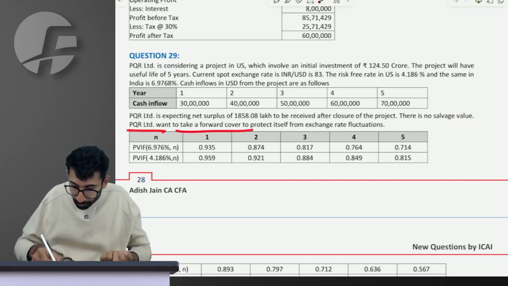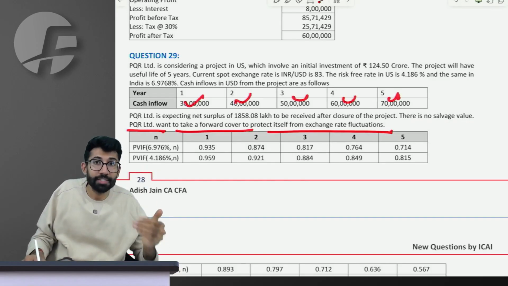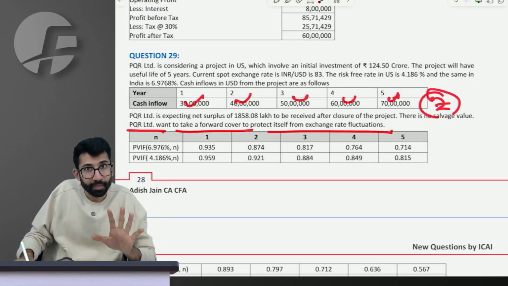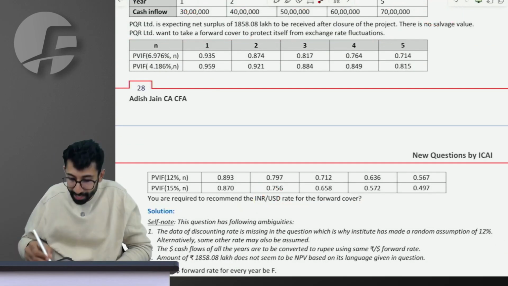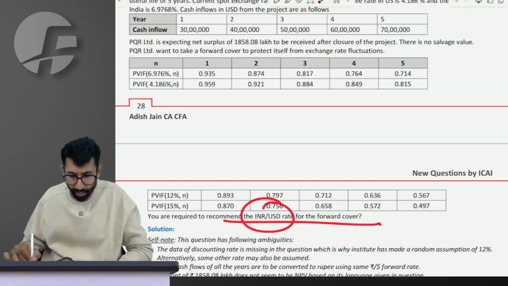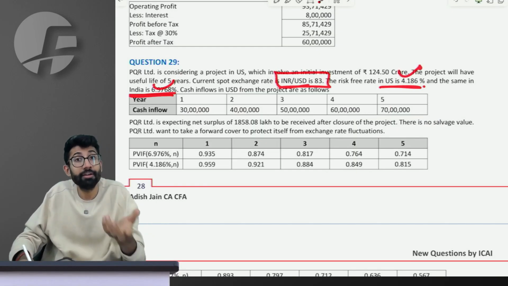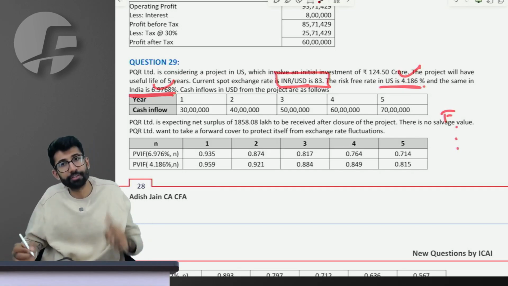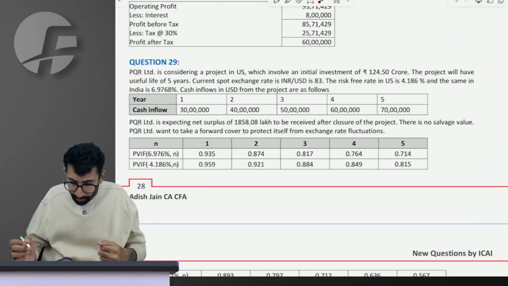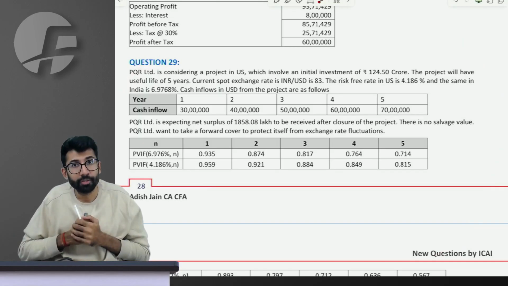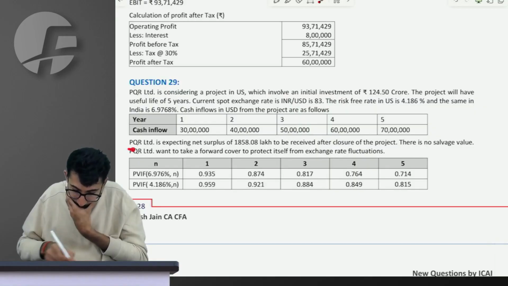PQR want to take a forward cover to protect from exchange rate fluctuation. Meaning, for the next 5 years, when I receive these US dollar cash flows, I will need a forward rate to convert them to rupee. You are required to recommend a rupee-dollar forward cover rate. If I have been given the spot rate and the USD and INR interest rates, I can apply the interest rate parity theorem and calculate the forward rate for the respective years. But if I do that, I know I won't get marks, because then why is the entire story given? So it is some kind of reverse calculation.